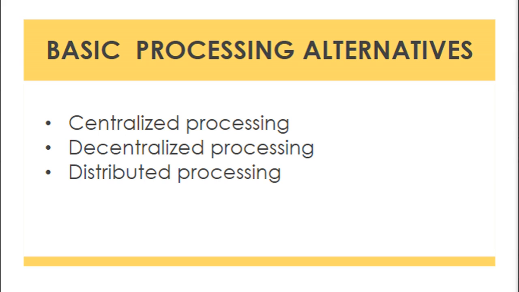Here are some basic processing alternatives of a network. We have centralized processing, decentralized processing, and distributed processing. In centralized processing, all processing occurs in a single location or facility. This approach offers the highest degree of control because a single centrally managed computer performs all the data processing.